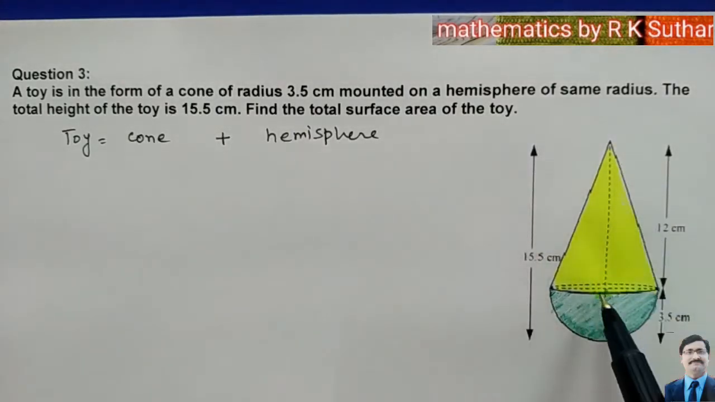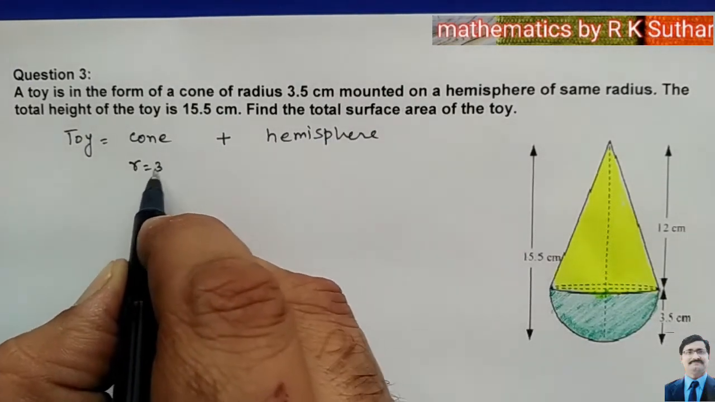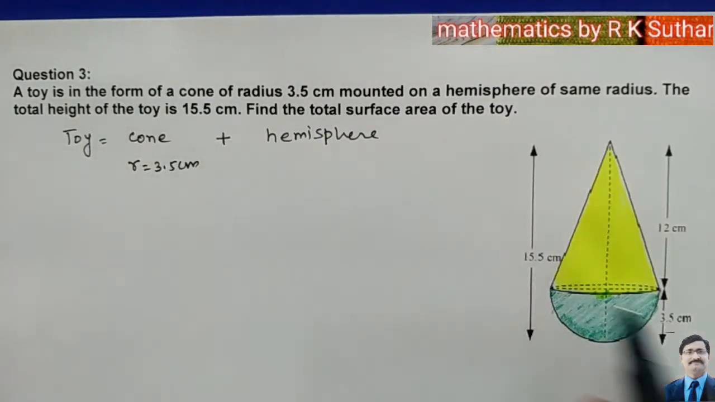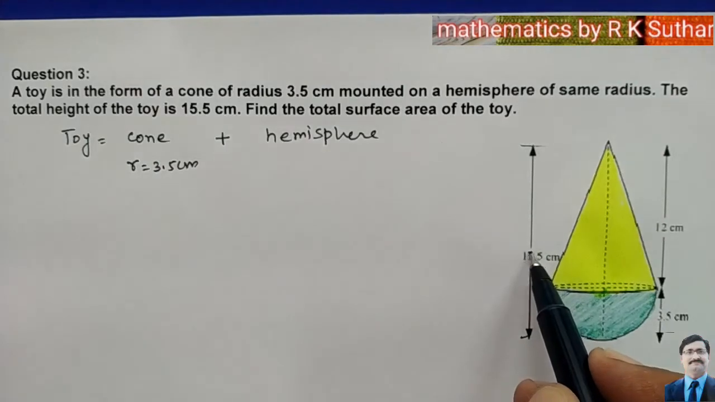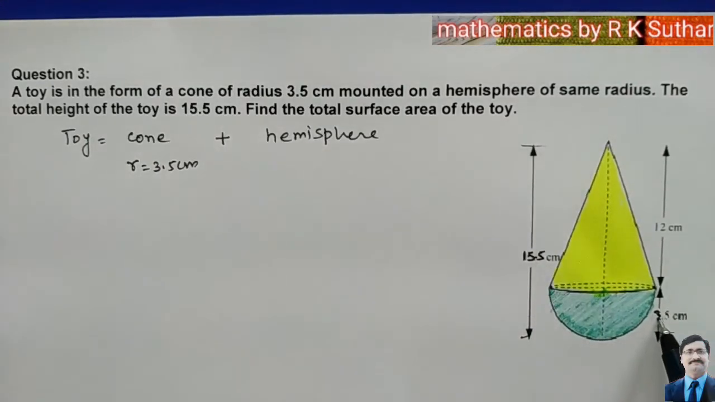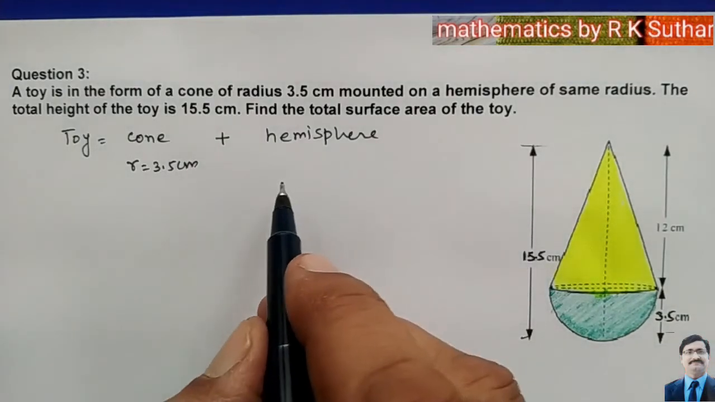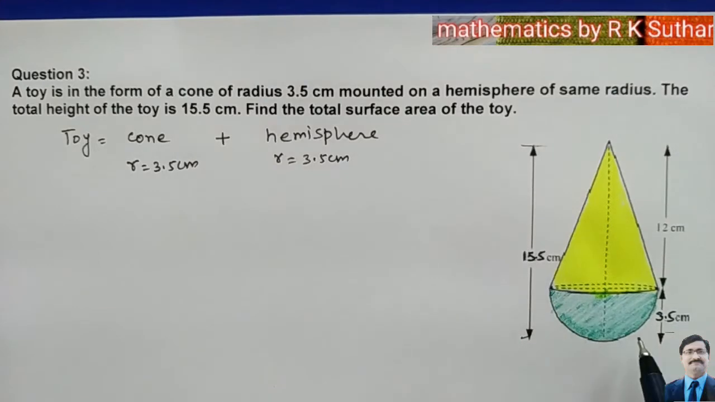Look here, we are given that the radius of the cone is 3.5 centimeter, and the total height is given as 15.5 centimeter. The height of the hemisphere is 3.5, because the radius and height of the hemisphere are the same.